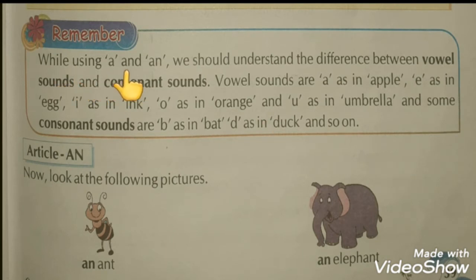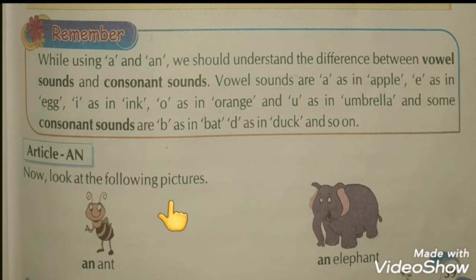Remember, while using a and an, we should understand the difference between vowel sound and consonant sound. Vowel sounds are A as in apple, E as in egg, I as in ink, O as in orange, U as in umbrella, and some consonant sounds are B as in bat and D as in duck, and so on. So students, these are the vowel sounds as well as the consonant sounds. Now students, an article. This is an article.